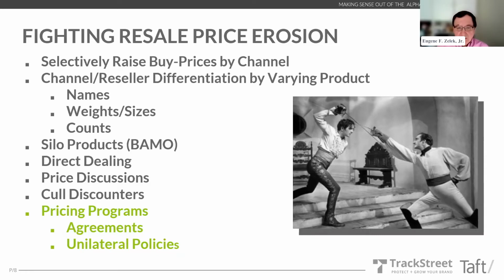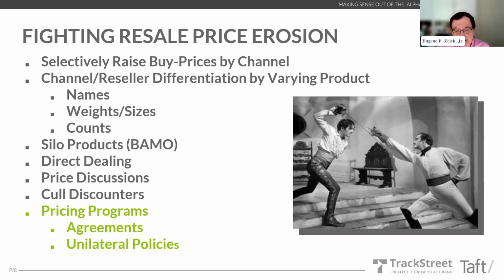Another alternative is to silo products. We have one particular client that comes to mind that had what I call BAMO, bricks and mortar only. So some of its products simply could not be sold online, and there were restrictions placed on resellers. These could only be shown or sold within the store.